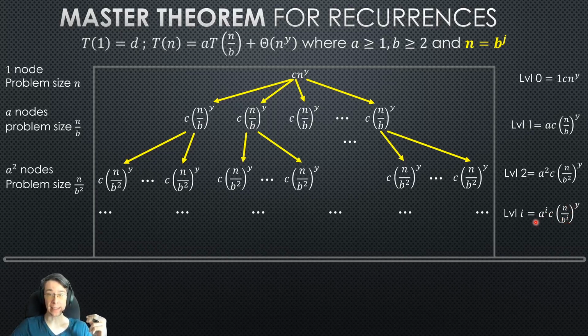And finally, we're going to hit the bottom of the tree, and at the bottom of the tree, we're going to be in the base case. So our base case expression here, T of 1 is d, tells us that there's going to be this little constant d at each of the nodes at the bottom of the tree. Now the question is, what is the last level of the tree? We have level 0, 1, 2, and i for the general expression. What's the last level? Well, remember, n is b to the j, right? So j is actually going to be our last level.